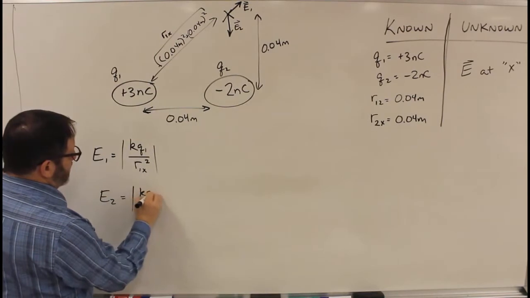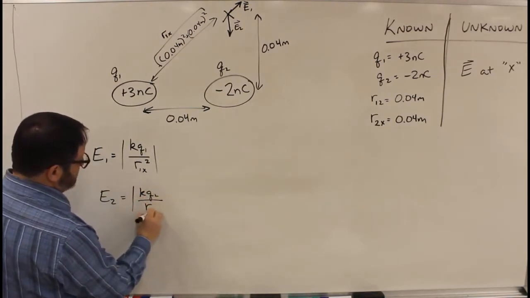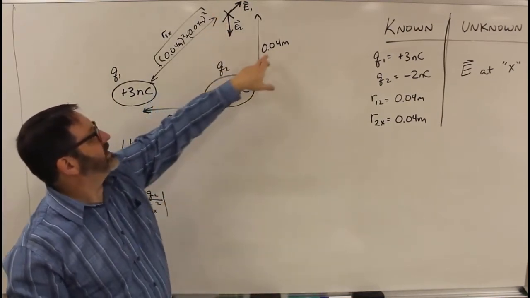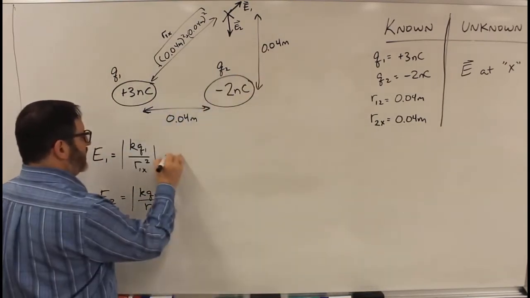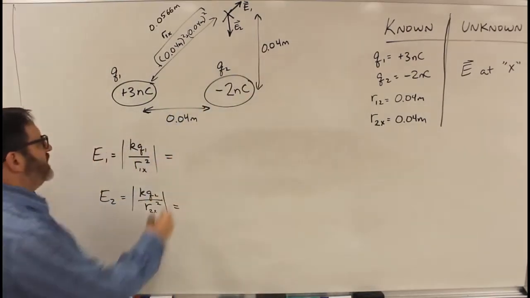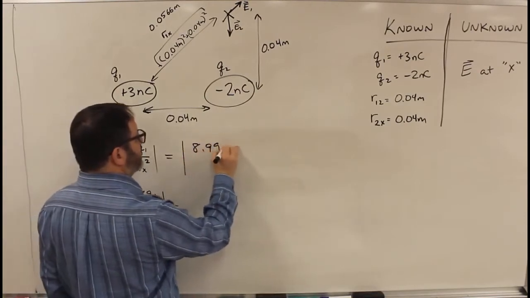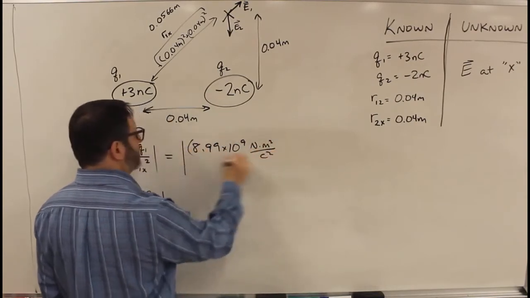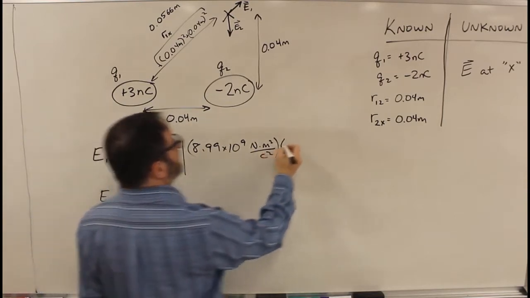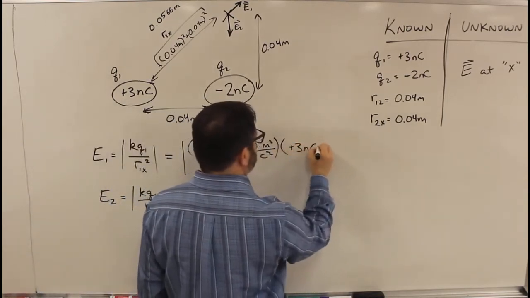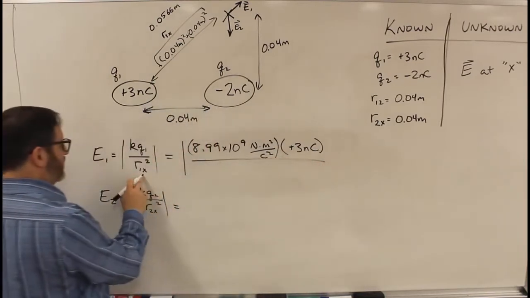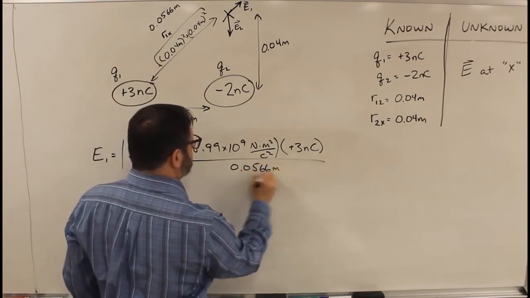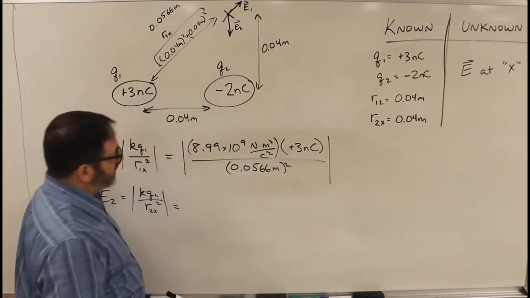E2 is KQ2 over R2x squared, where R2x, that's between 2 and x, that's just 0.04. Now I can find these two. So this is 8.99 times 10 to the 9th newton meters squared per coulomb squared times Q1, that is plus 3 nanocoulombs, divided by R1x squared. So that's 0.0566 meters squared.